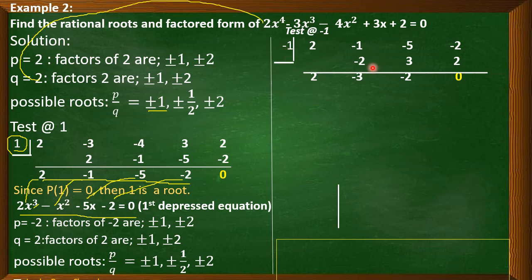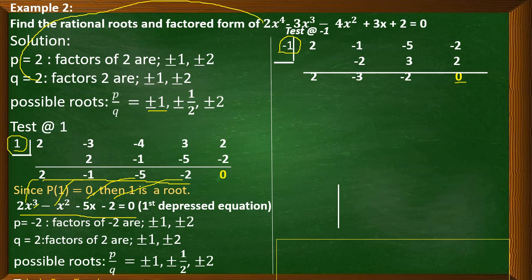Negative 1 plus negative 2 is negative 3. Negative 3 times negative 1 is 3. Negative 5 plus 3 is negative 2. Negative 2 times negative 1 is 2. Negative 2 plus 2 is equal to 0. So it means that negative 1 is a root since our remainder is equal to 0.